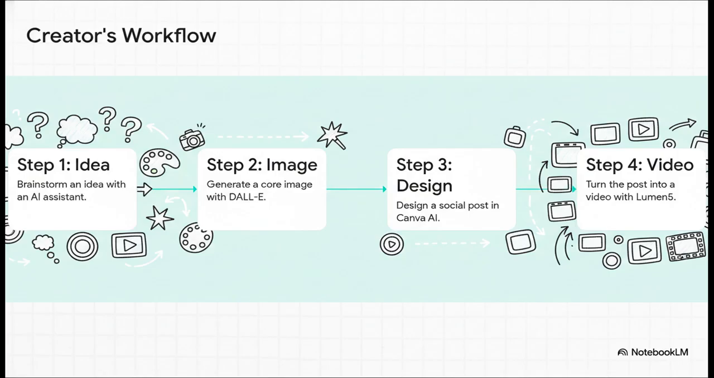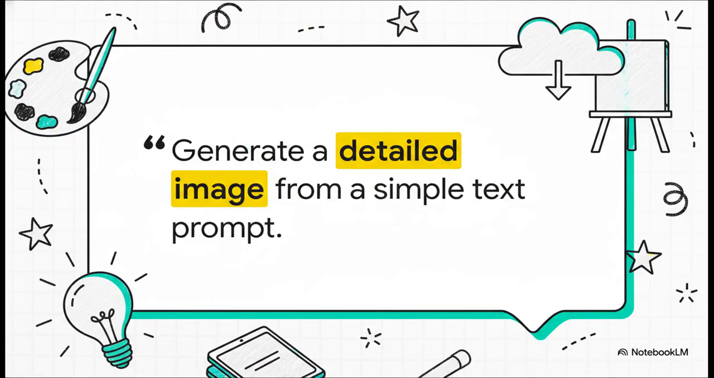So let's look at the specific tools that make this happen. And this is where the magic happens with a tool like DALL-E. It is literally like having an artist on call. You just describe the scene, the style, the mood, whatever you're picturing in your head, and the AI brings it to life. This is completely democratized visual creation for, well, everyone.